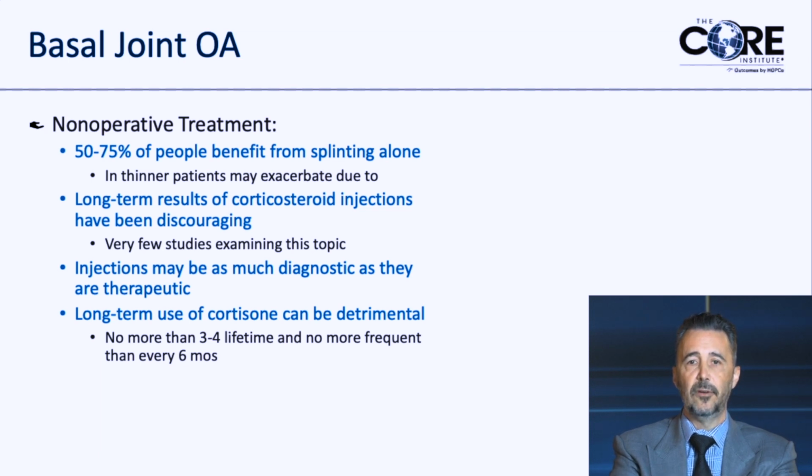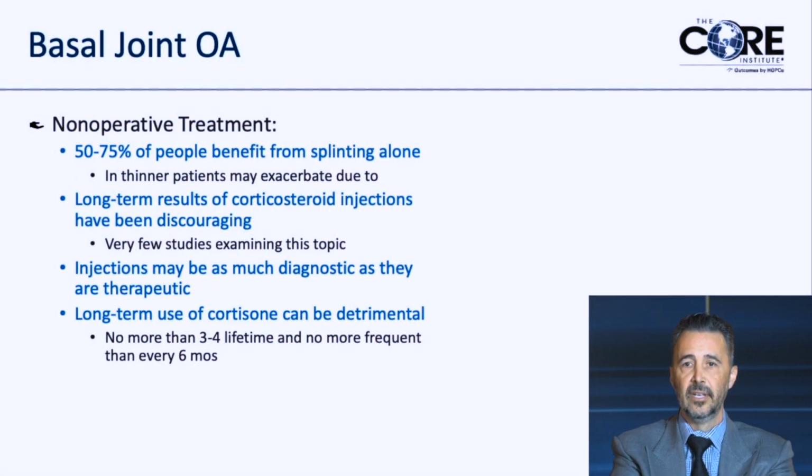Most people will benefit from splinting, but sometimes if you're a thinner patient, especially if you have that bump on the back of the hand, the splints can push on that bump and actually cause increasing pain. And so sometimes splints, which may be helpful at the beginning, may not be as helpful down the road because they start to cause more pain just from the sheer fact that it's pushing on the thumb itself.